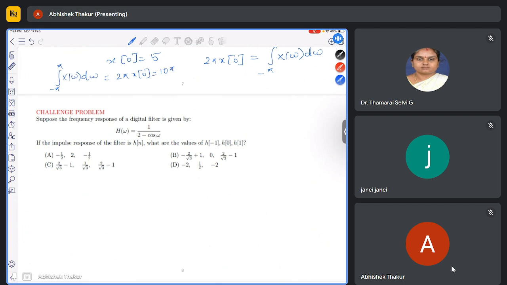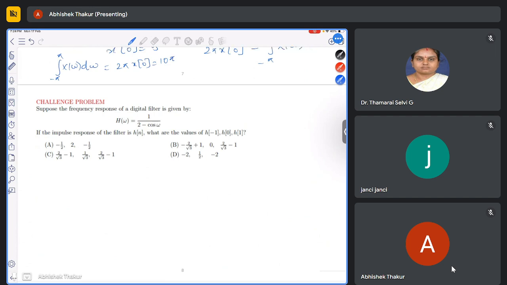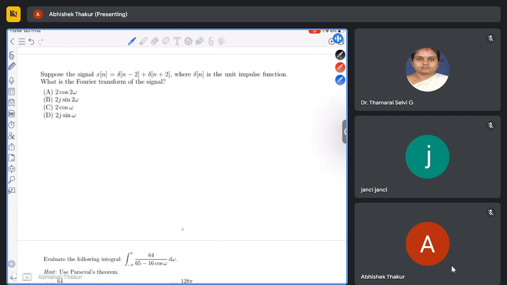We'll solve this question at the end because this is a little lengthier question. Before that, we'll try to finish all other questions.